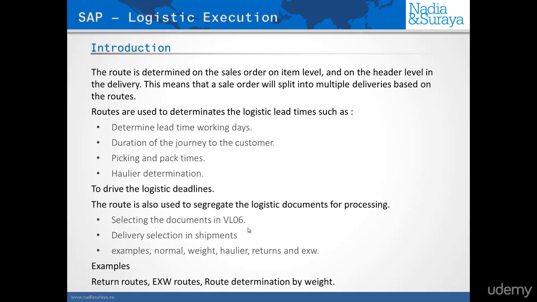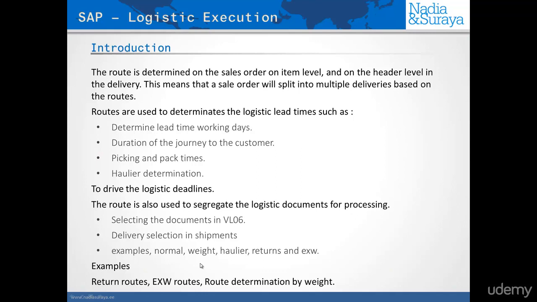The route is also used to segregate the documents. In the delivery creation to be exact, you can select to only create deliveries that belong to a particular route. We'll have a look later why this is important. The route can also be used as part of the selection when you want to create a shipment. And finally, you can have routes to represent a particular logistics scenario.